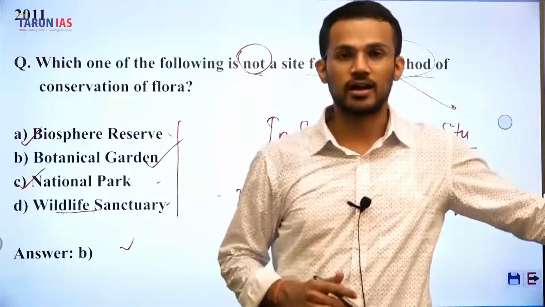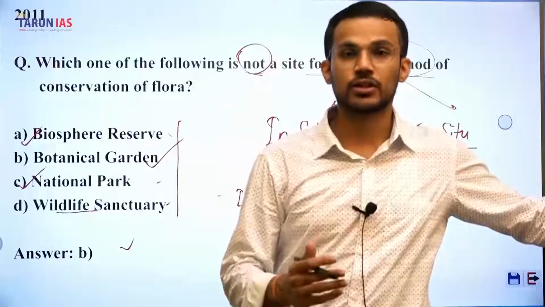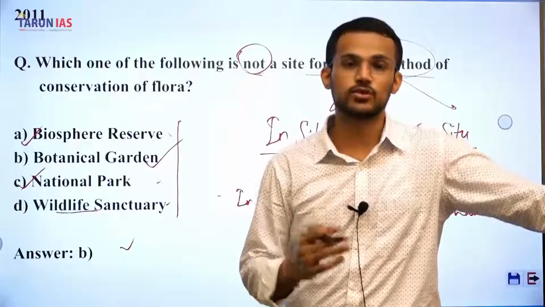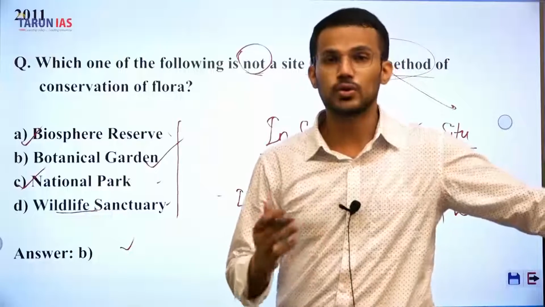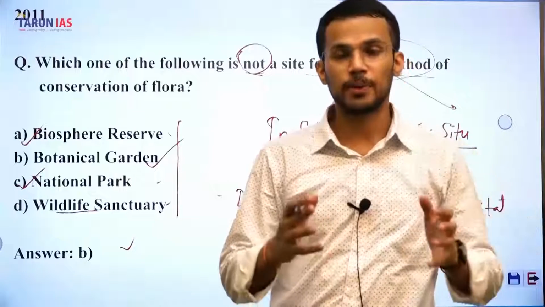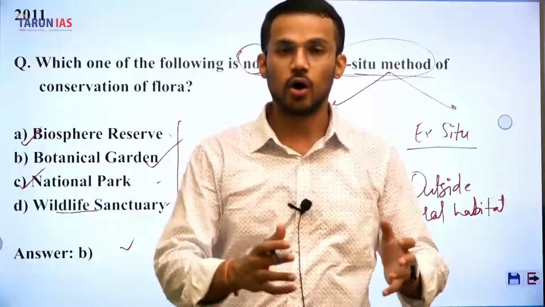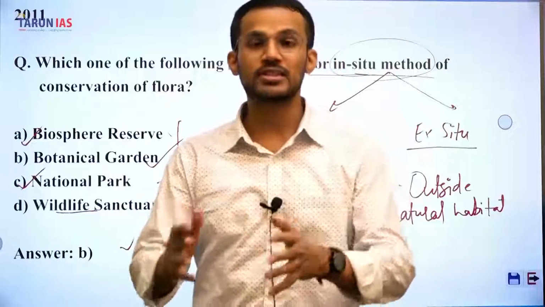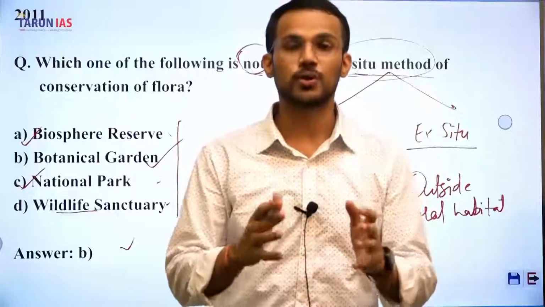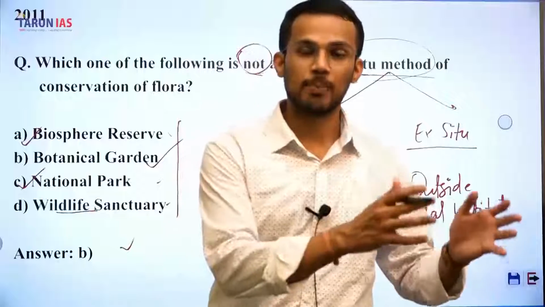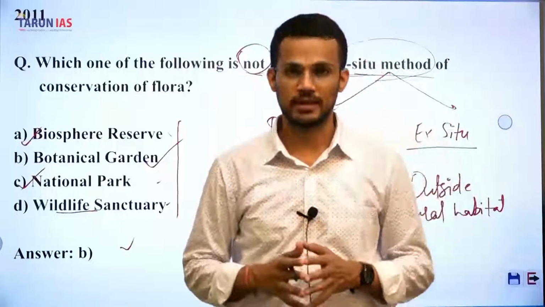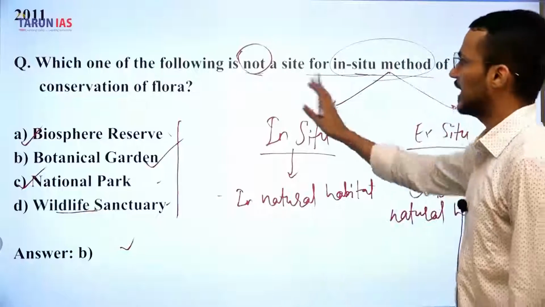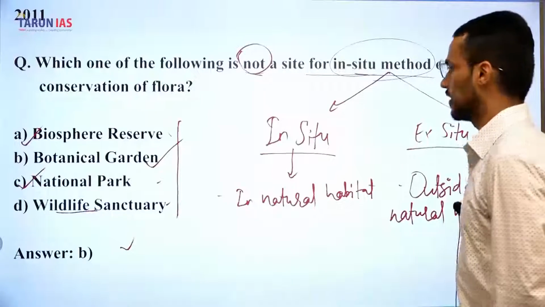Apart from botanical gardens, seed banks, artificial breeding centers, zoos, etc. are considered ex situ methods of conservation. They are also important because if a particular species is threatened or at the verge of extinction, then that species can be revived if we try to protect it in habitats outside its natural habitat, right? That's why they are also one of the important methods of conservation. And the answer for this question is B, botanical gardens.